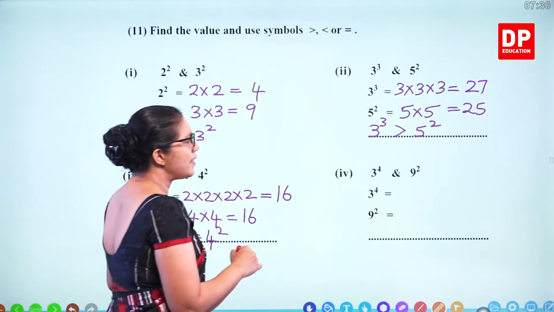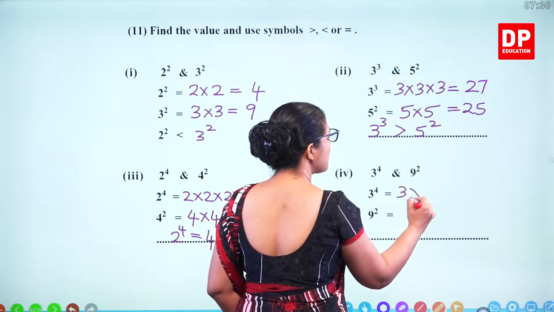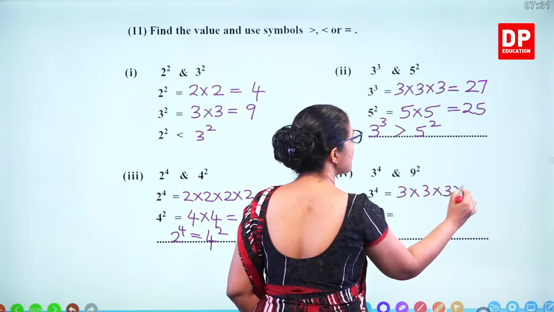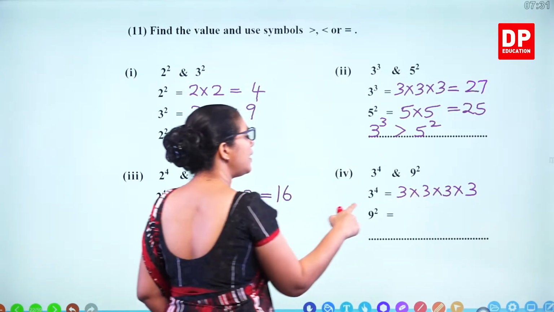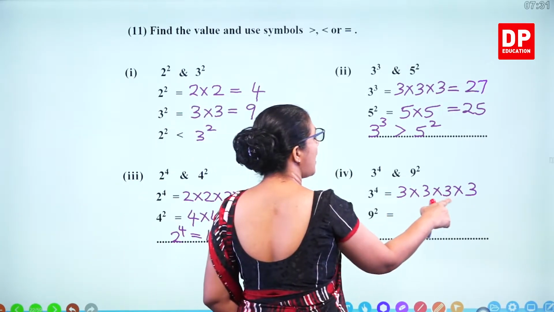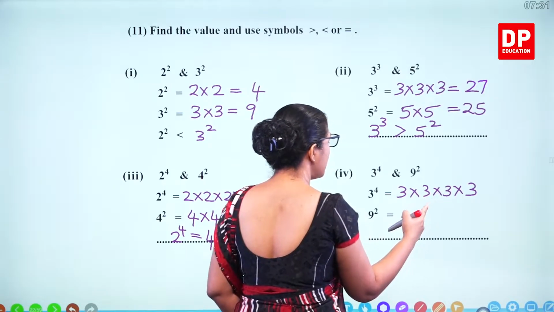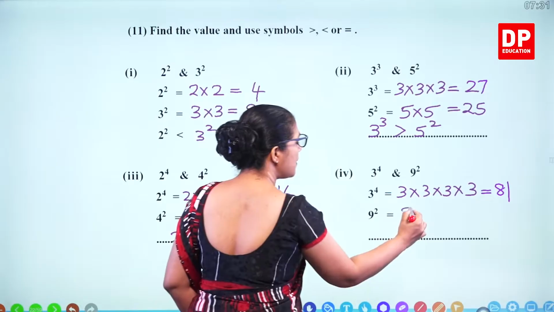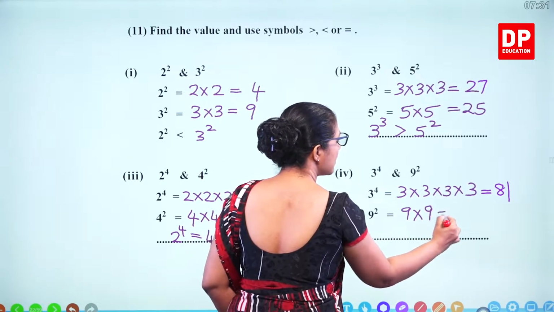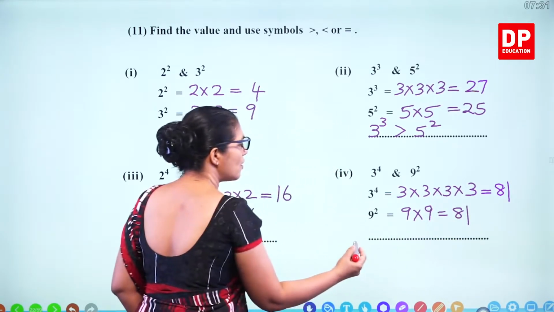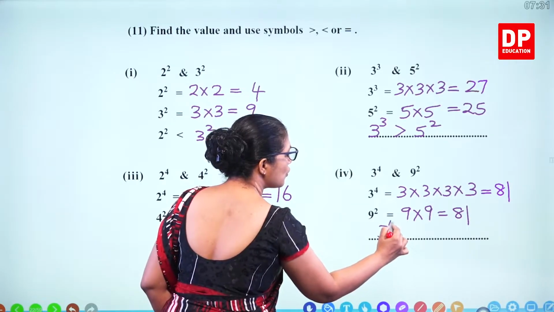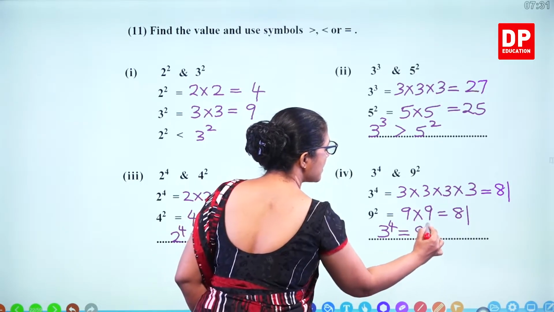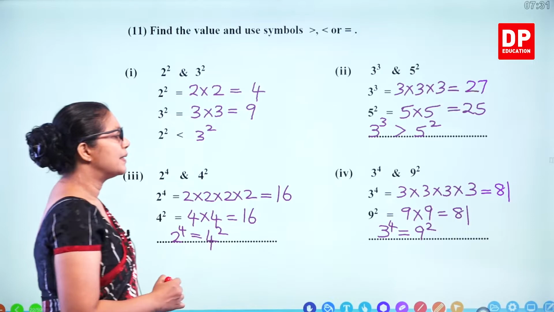3 to the power 4 and 9 squared. 3 times 3 times 3 times 3. 9 here and 9 here. 9 times 9, 81. 9 squared means 9 times 9, 81. So both are the same. 3 to the power 4 is same as 9 squared.